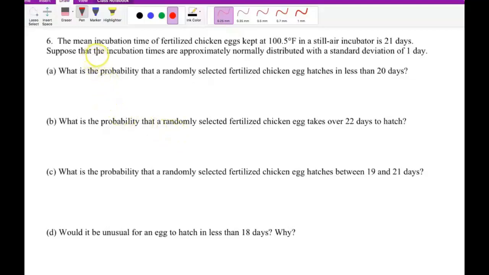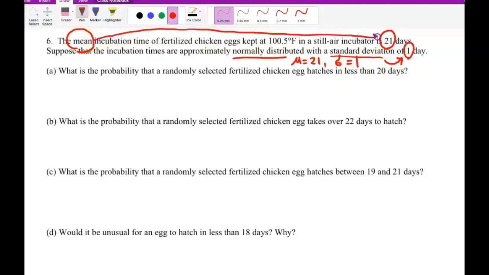Okay, here the mean is 21, so 21 days. And suppose that the times are approximately normally distributed, so again we have this normally distributed with a standard deviation of 1. So what we have: mean is 21, and standard deviation is equal to 1.